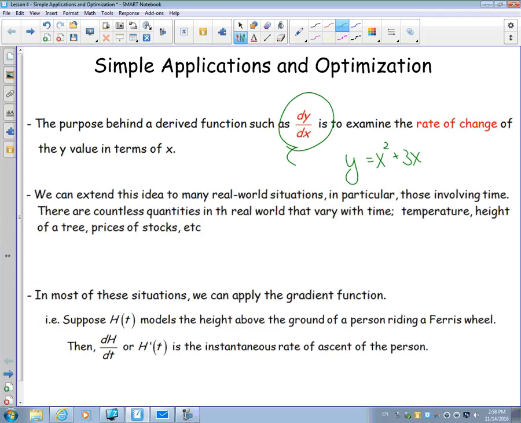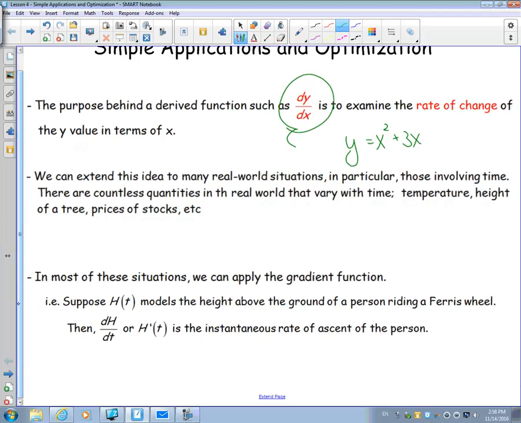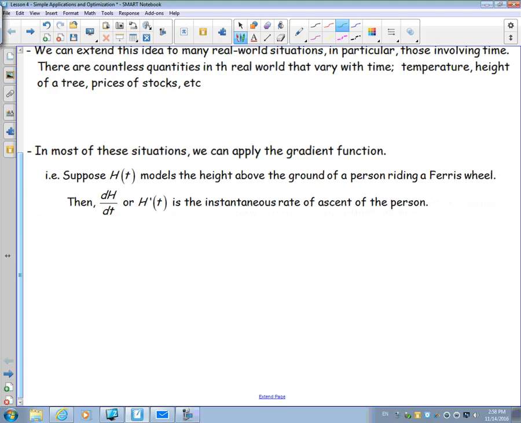Well, in each of those cases, if we take our derivative, we've now created a rate of change model which has highest and lowest points. And we know we can find those if we take our derivatives and set them equal to 0.